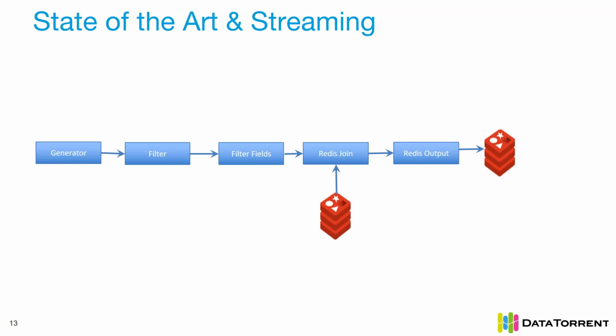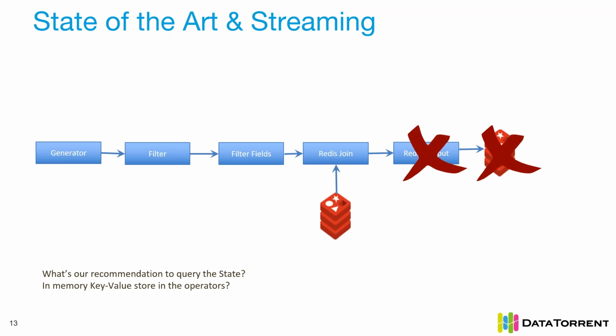So all this is good. This is a benchmarking application, but what exactly is the state of the art in streaming? We want state to be queried. We are putting into Redis, and the question we asked was, is this what we recommend to our customer? The answer is no. This is just a benchmarking example.